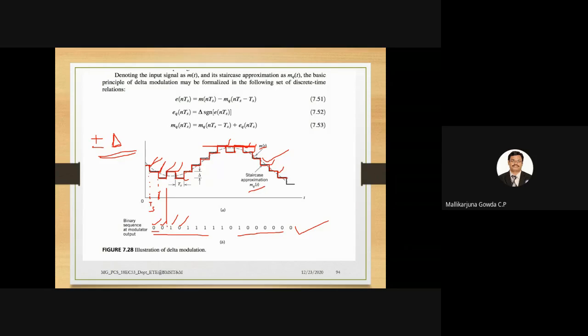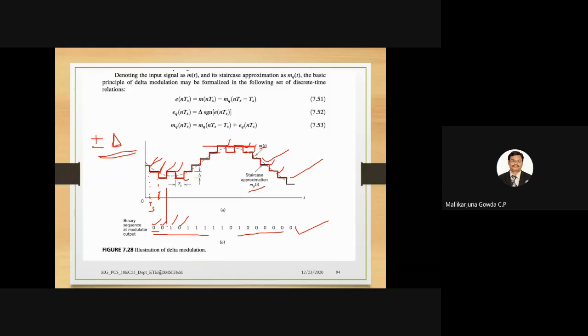Hence, I will be able to get the binary sequence of zeros and ones, which is approximately equal to my original analog input signal. Yes, if you have any doubts, you can ask me with this.